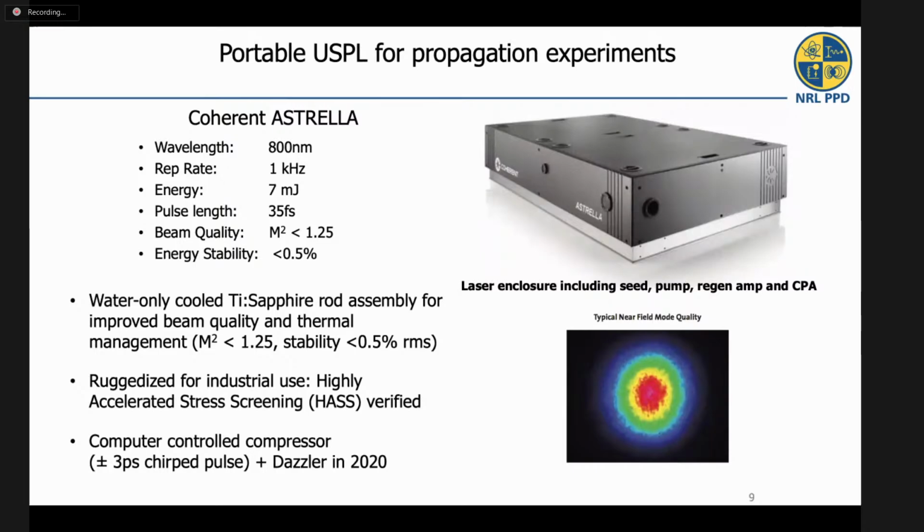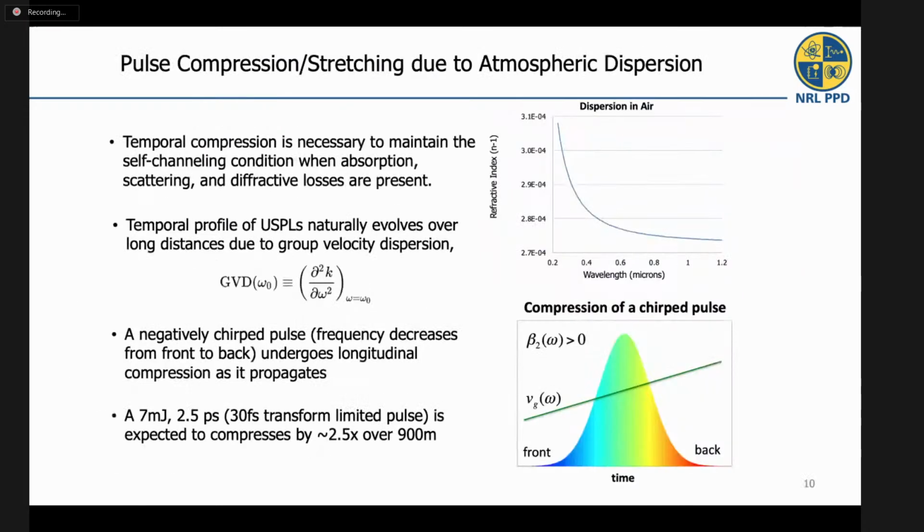This is a commercial system, a standard Ti:sapphire system, 800 nanometers, 1 kilohertz, up to 7 millijoules, 35 femtoseconds, and we were able to stretch the pulse out all the way to plus or minus 3 picoseconds, depending on the sign of the group velocity dispersion term of the chirp. It has very good beam quality, which is critical for long distance propagation. You don't want the beam breaking up just due to bad beam quality. And then we also installed a Dazzler, which is an acousto-optic device that allows us to change the higher order dispersion. And I'll get into those results later.